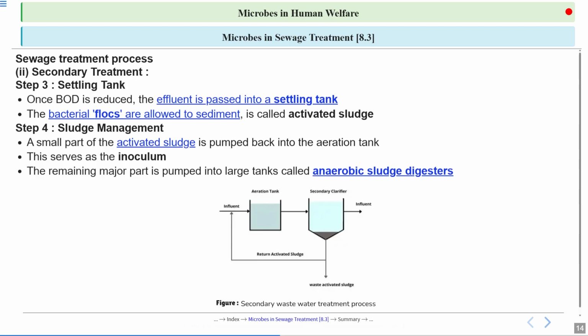So in this image you can see the secondary wastewater treatment process. This is the effluent. It is passed into the aeration tank. Here air will be introduced, and agitation will be done to promote the growth of the microorganisms. Then you get the activated sludge. A small portion of this activated sludge is added back to the aeration tank, and the rest of the activated sludge is pumped into the anaerobic sludge digesters. Okay, clear?